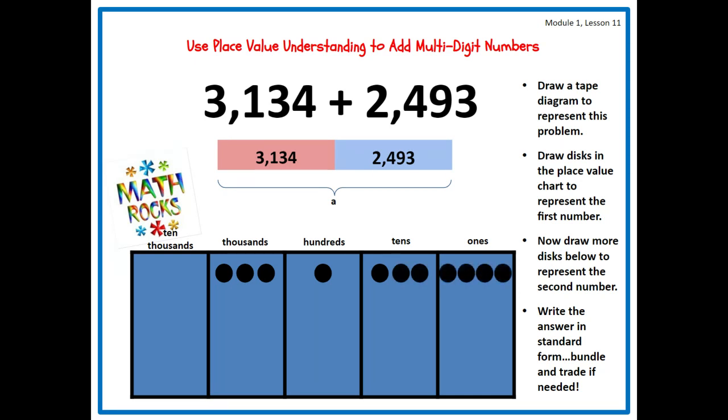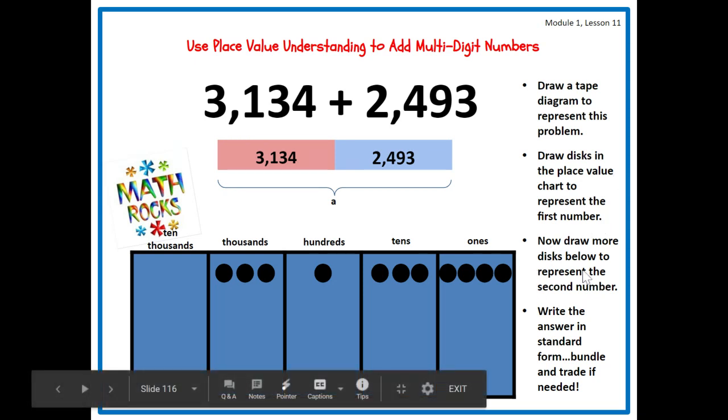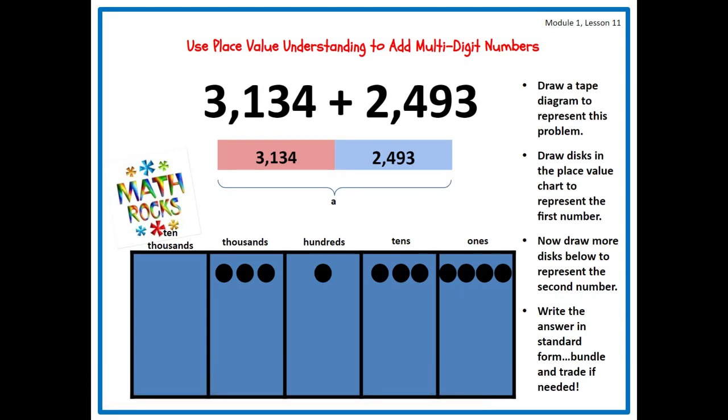We're going to now move on to the second number. And you'll notice that I am over here on bullet number 2. I am drawing discs in the place value chart to represent the first number. Now, I've already done that, so I'm going to move on to draw place value discs to represent the second number. All right, are you ready? It's 2,000, 4 hundreds, 9 tens, and 3 ones. There you go. This is nothing new. We've done this before.